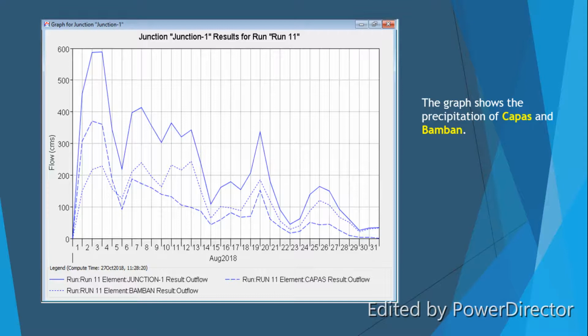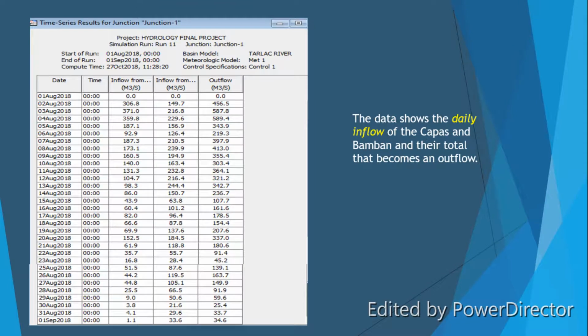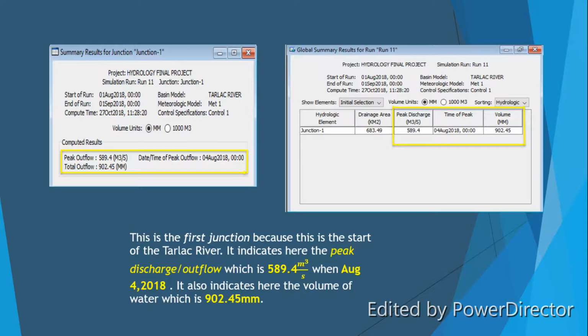The graph shows the precipitation of Capas and Bamban. Capas and Bamban is the first source of flow of water into the Tarlac River. It also shows the total precipitation of Capas and Bamban. The data shows the daily inflow of the Capas and Bamban and their total that becomes an outflow.